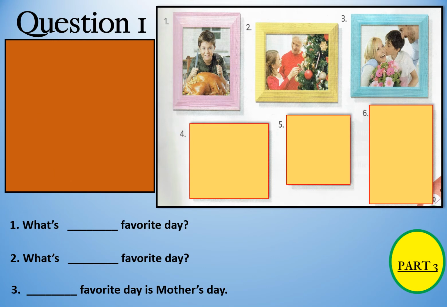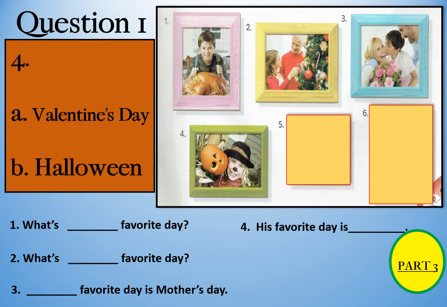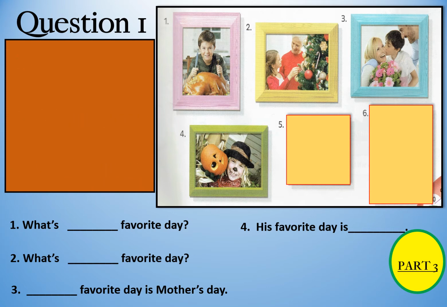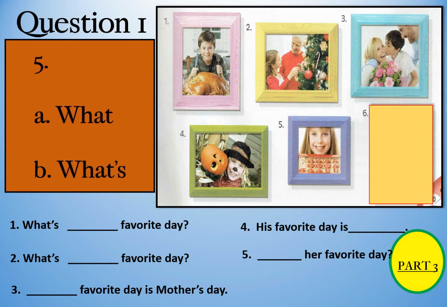Number 4. His favourite day is... Look at the picture. Number 4. A. Valentine's Day. B. Halloween. Number 4. His favourite day is Valentine's Day. His favourite day is Halloween. Number 5. Her favourite day. A. What? B. What's?